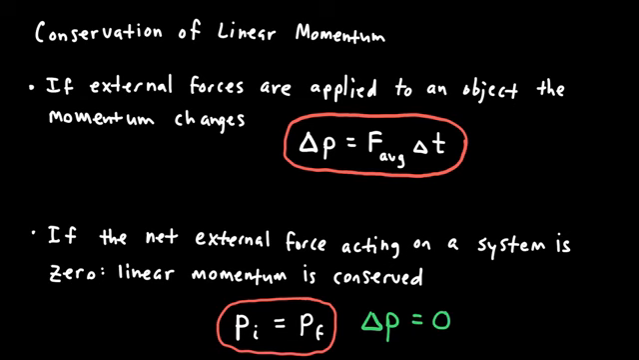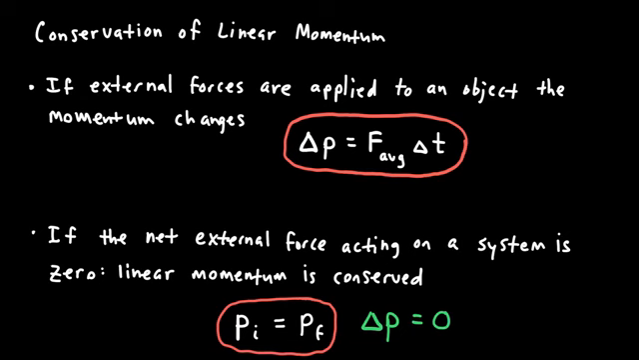What we mean by external is it's external to the system. So if the object represents the system, and I push it and I'm outside the system, then I have exerted an external force on that system which changes the momentum of that object.